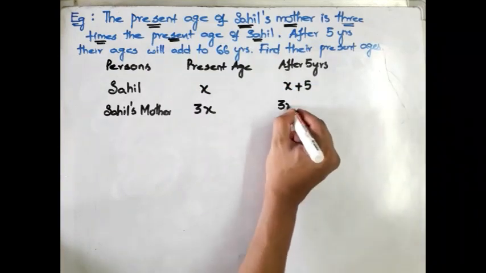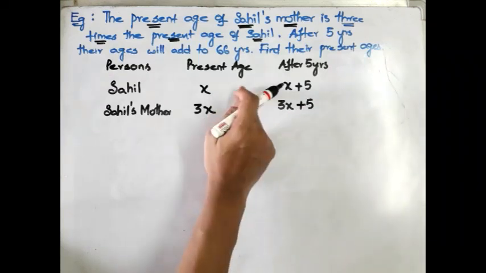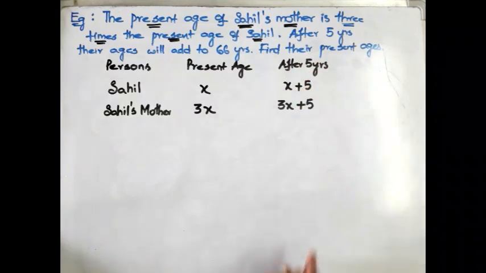Then 3x plus 5. Okay, because both the ages were increased by 5 years. Before you actually solve this kind of problems, first follow the explanation given for exercise problems, then try to solve examples given in the textbook.